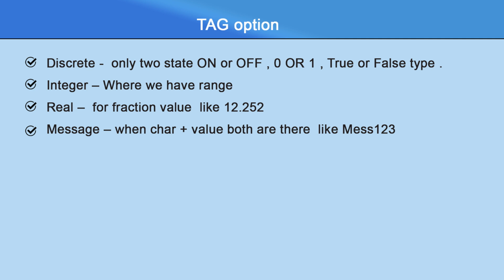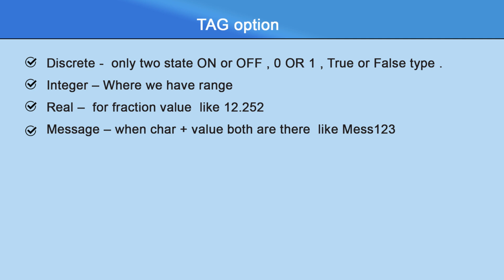Next is the integer, where we have a range, like a slider or a temperature measurement scale. Here we will use the integer type. Next is the real, for fractional values like 12.252, 11.13 or 100 point something; we have to choose the real type. Next is the message type, used when there is an alphanumeric value, where characters plus numeric values are there, for example message 123 or alpha 123.